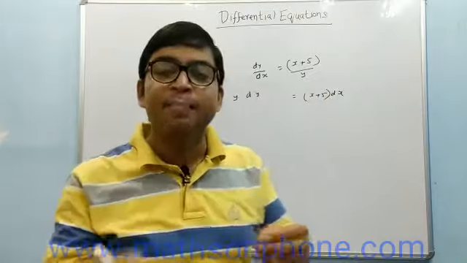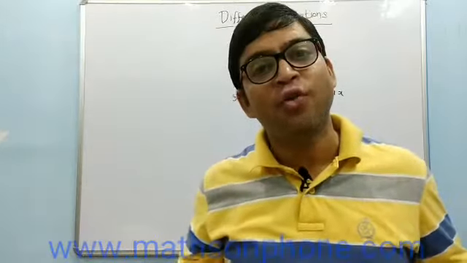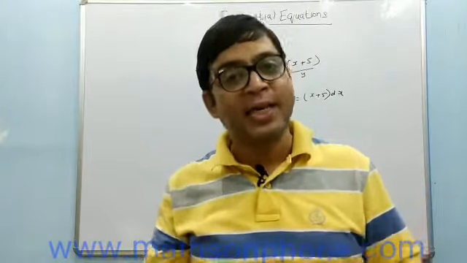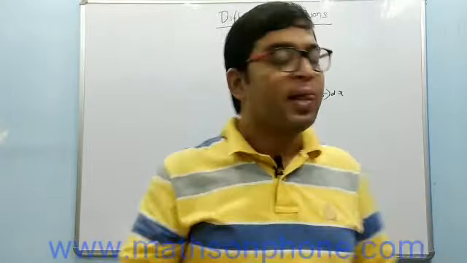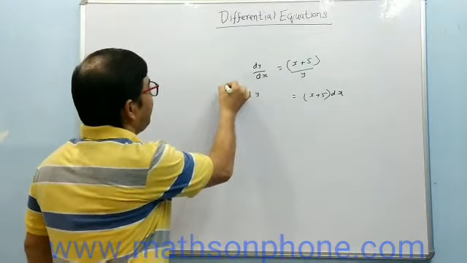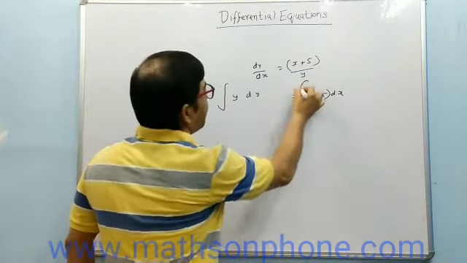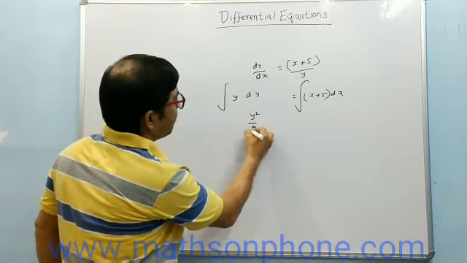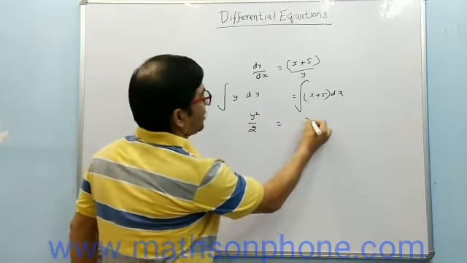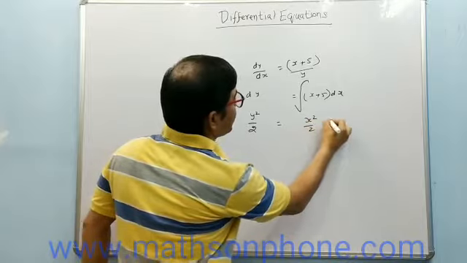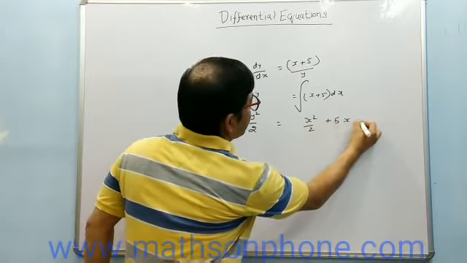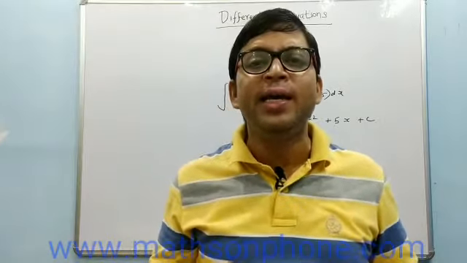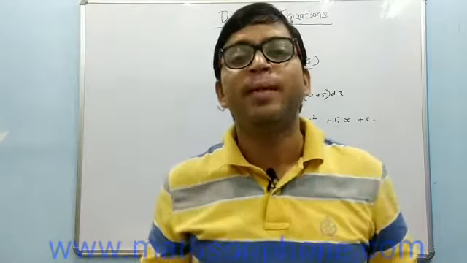The second step is we have to go for integration to get rid of dx, to make dx as x, to make dy as y. So we go for integration. It is coming out to be y square by 2 equals x square by 2 plus 5x plus c. This is the solution of the differential equation. Very easy. That is variable separable.